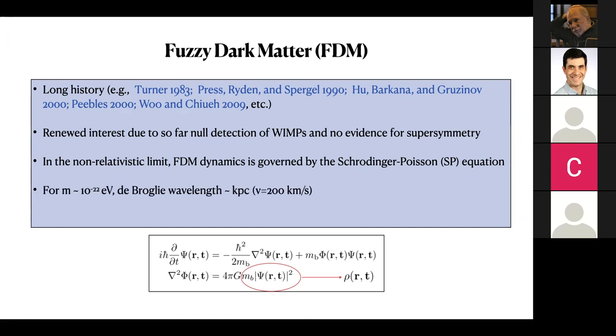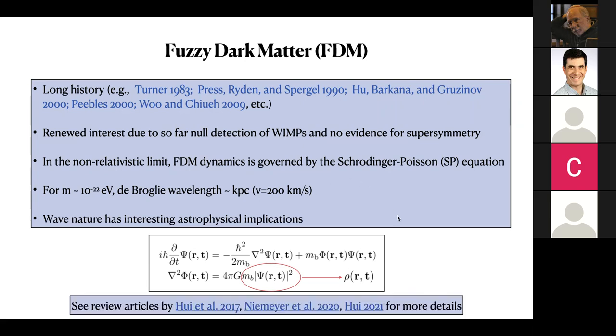And it turns out that if the boson mass is about 10 to the minus 22 electron volts, then the de Broglie wavelength comes out to be about a kiloparsec. And therefore, the wave nature of dark matter would have interesting astrophysical implications. If you find my talk interesting and would like to know more, I would highly recommend these very nice review papers.